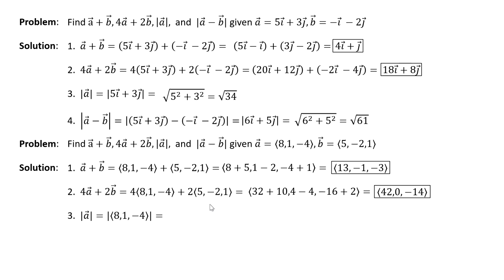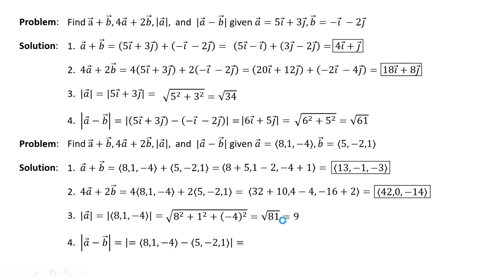Are you okay with me if I did this, folks? 8 square plus 1 square plus negative 4 square all under a square root. Does that really turn out to be 81? I lost my confidence in adding. 64 plus 1 is 65. 65 plus 16, 81. Yep. Time to rejoice in doing the right arithmetic.